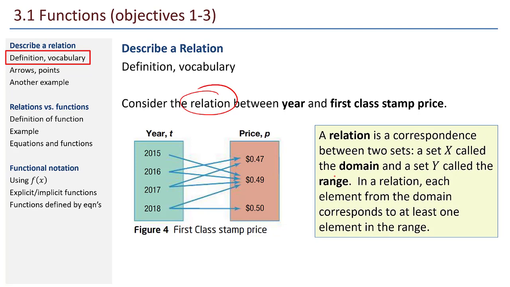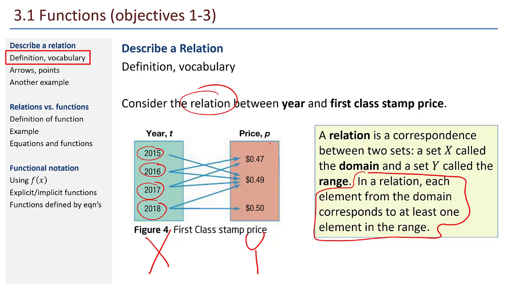Here is the definition. A relation is a correspondence between two sets: a set X called the domain, and a set Y called the range. In a relation, each element from the domain corresponds to at least one element in the range. Let's take a look at that last sentence and see how that is reflected in the arrow diagram. The box on the left is the domain, and for each element in my domain there are arrows that point away from it, and so that's good. I don't have any number on the left that doesn't have an arrow attached, and that's the meaning of that last sentence.